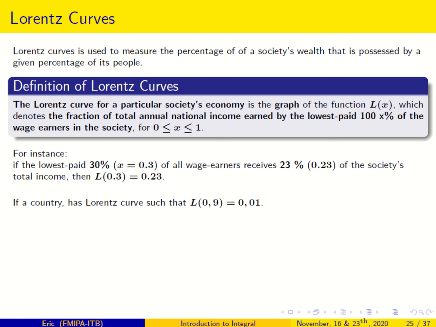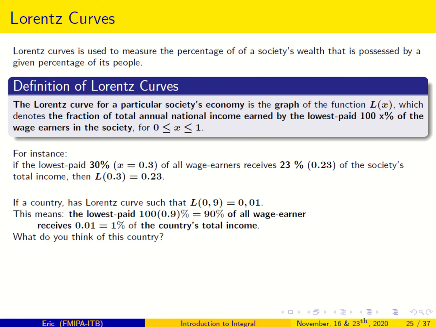L(0.9) is 0.01, so it means the lowest paid 90% of all wage earners receive just 1% of the country's total income. What do you think of this country? So the top 10% own 99% of the income. So I think in this country, the wealth isn't distributed equally.